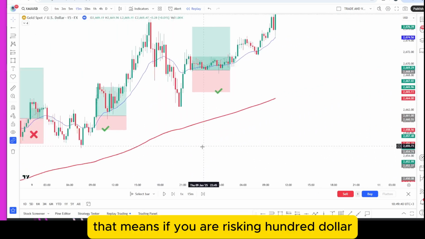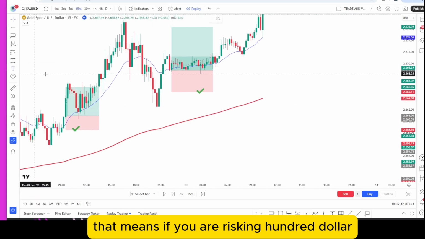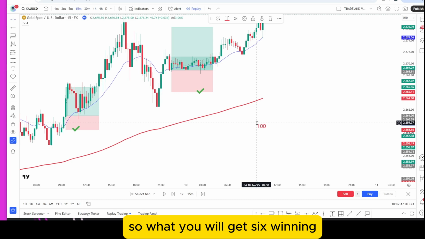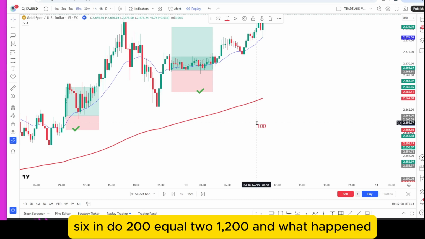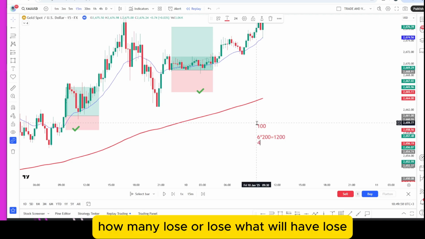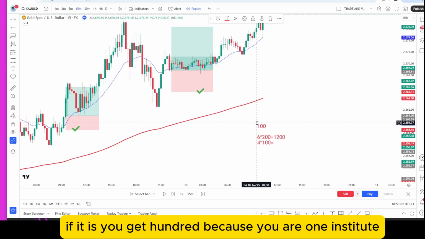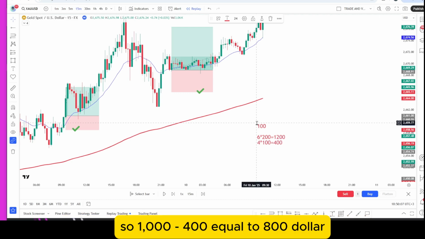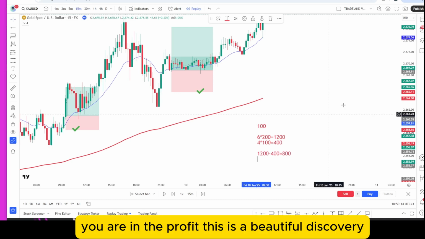That means if you are risking $100, what will you get? With 6 winning trades, 1 winning trade gives you 200. Okay, 6 times 200 equals 1200. And how many losses? 4 losses. What will you lose? You risk 100 per trade, so 400 you will lose. So 1200 minus 400 equals $800, you are in profit.